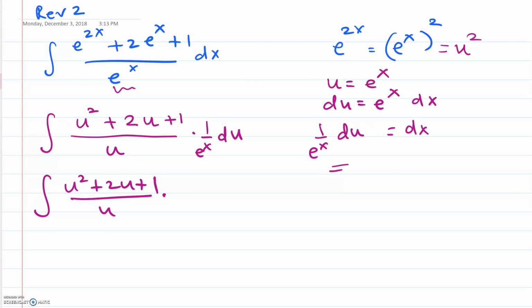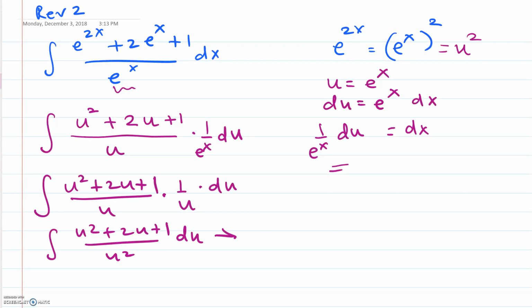This e power x has to go. It has to become an expression in u. We're going to put u, 1 by u du. So this will become integral u squared plus 2u plus 1 over u squared du. Split the fraction: integral 1 plus 2 by u plus 1 over u squared du. Term by term integration. So first term will become, maybe I will rewrite this, integral 1 du.